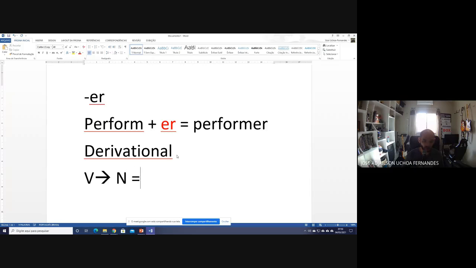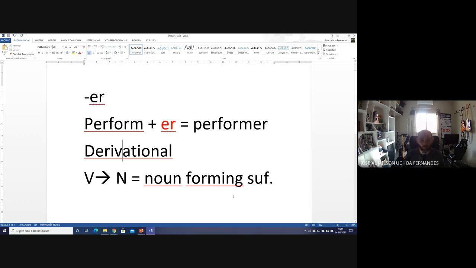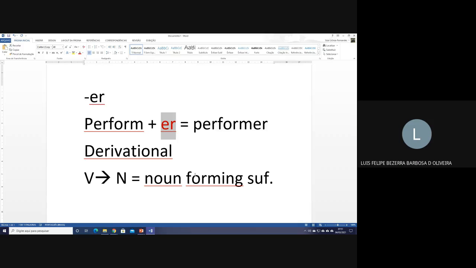So it's the same as to say it's a noun forming suffix. So I call it a derivational noun forming suffix. Okay, er. This is good from the technical naming of the suffix. Okay, but what is the meaning? I know its function. Yeah, it's forming nouns out of a verb. But what is the meaning of it? A person that does something.